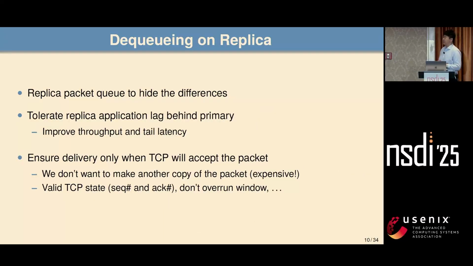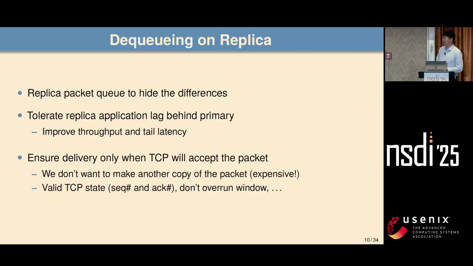HATCP uses a packet queue to hide the performance differences between the primary and the replica. All incoming packets are appended to the back of the packet queue to enforce ordering, and then later HATCP will deliver them into the TCP stack. If the replica is falling behind, the packet queue design allows the primary to keep processing packets without waiting for the replica to catch up. And this improves throughput and tail latency.